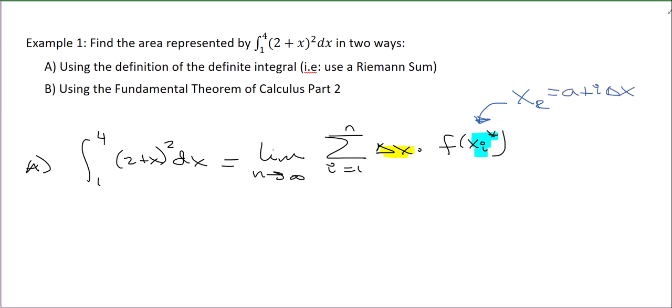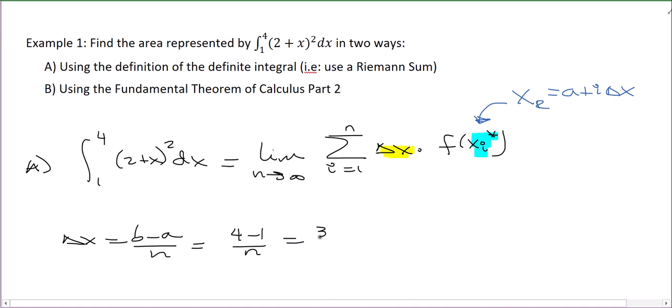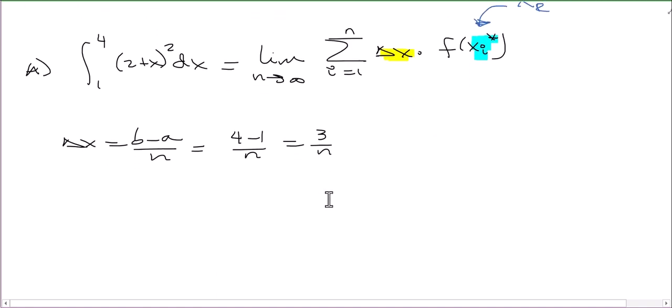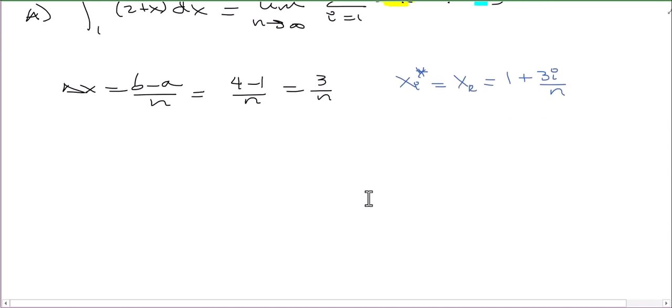So let's find our delta x. Delta x we know is b minus a over n. So in this case, 4 minus 1 over n, which is 3 over n. So that's our delta x. And if you're comfortable writing what your x of i star is, which is your right endpoint, then, what's a? a is 1, so it'll be 1 plus i delta x, so 1 plus 3i over n. So that's one way, by memorizing that.